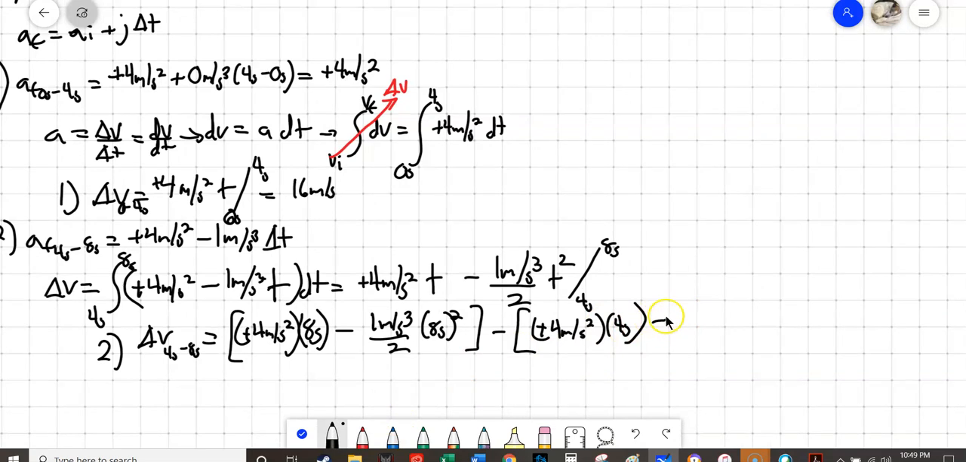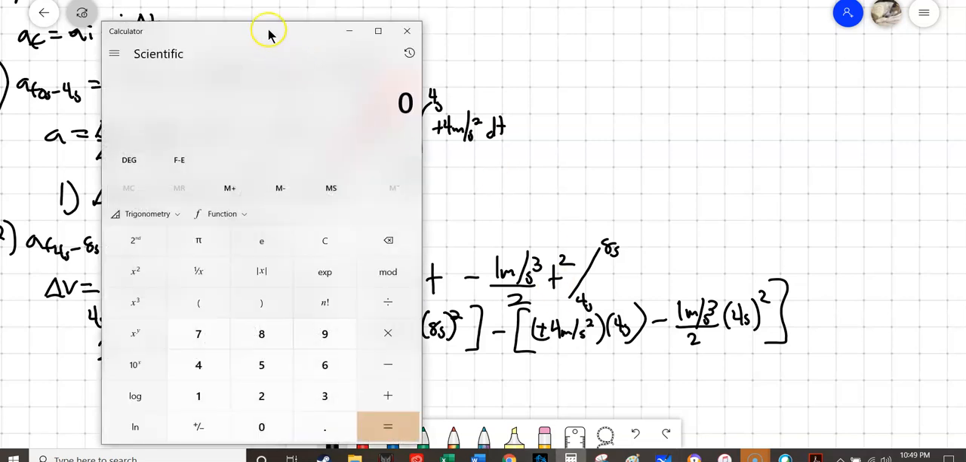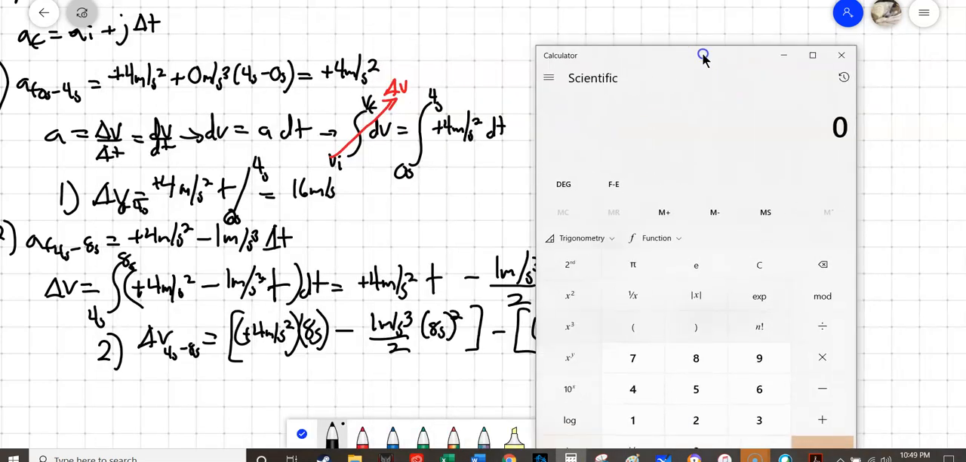minus 1 meter per second cubed over 2 times 4 seconds squared. Okay. Well, I'm going to have to use a calculator. Sorry. So, this is 8 times 4. 4 times 8 equals 32.